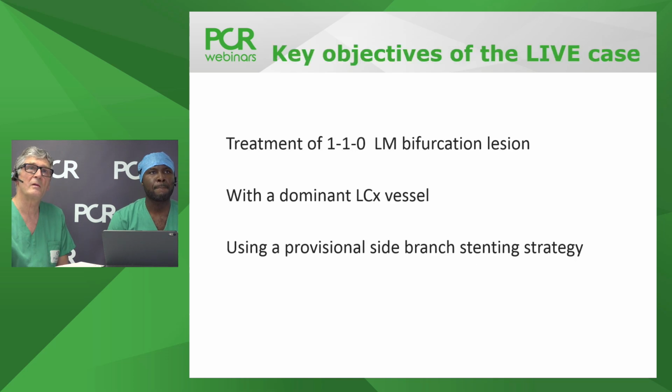So the key objective of this live case is to treat this 1,1,0 left main bifurcation lesion according to Medina, with a dominant circ, and you have seen that this vessel is large, using a provisional side branch stenting approach. Of course this is open to discussion, and we are waiting for your questions.